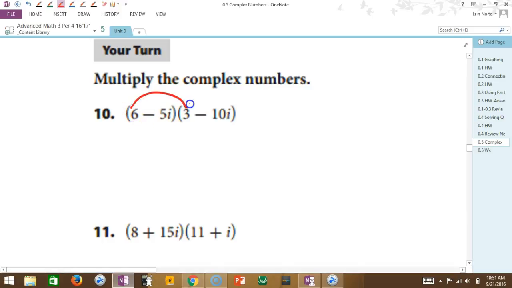Okay. So FOILing, 6 times 3 is 18. 6 times negative 10i, negative 60i. Negative 5i times 3, 15i, whoops, negative 15i, there we go. And negative 5i times negative 10i.